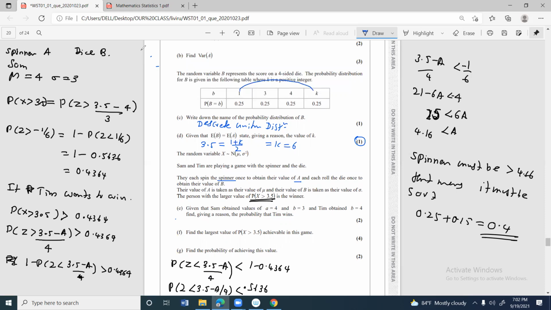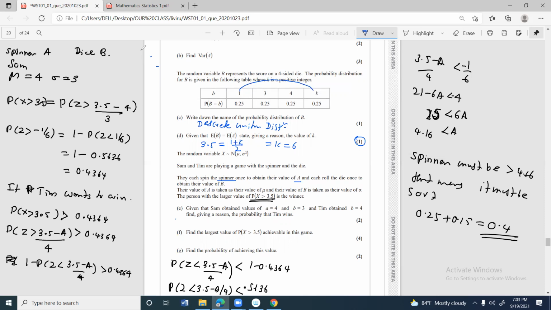Then for Sam, if you calculate the probability of X greater than 3.5 with the ordinary simplification, you get the probability of Z greater than -1/6. That should be 0.4364. Then if Tim wants to win the game, definitely the probability of winning for Tim should be greater than this answer.